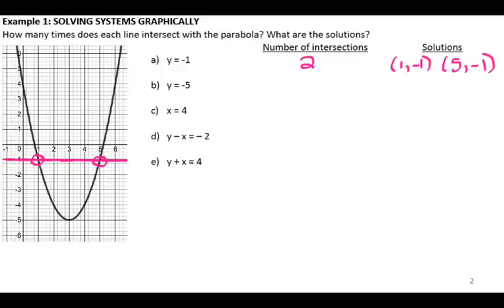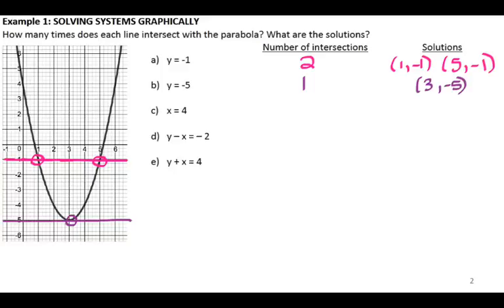And then for my second line, I'm looking at y equals -5. So I'm going to go to my y-axis, draw a line at -5, and I want to see how many times that intersects with the graph. Well, that only intersects in one spot, so the number of intersections is 1. And then what is the solution? It's the ordered pair, and the ordered pair at that point is 3, -5.